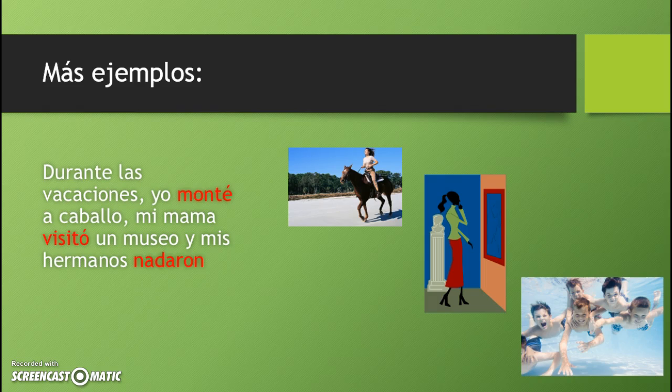Más ejemplos. Durante las vacaciones, yo monté a caballo. Mi mamá visitó un museo y mis hermanos nadaron. So during our vacations, yo form, I rode a horse. My mom, she visited a museum, and my siblings, they went swimming.